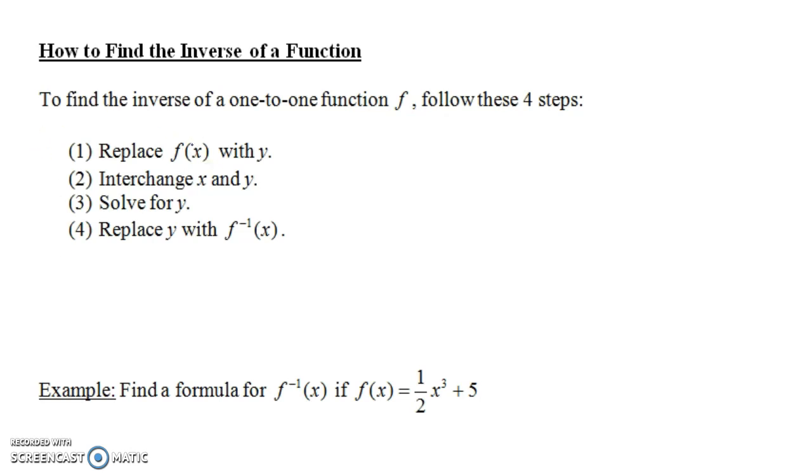First of all, you just replace f of x with y. Then you interchange the roles of x and y. So everywhere you see an x, put a y. Everywhere you see a y, put an x. You're just flipping the roles of x and y. The third step, and this is the only step that could be hard, is to solve for y. Get y all by itself on one side of the equation with only x's on the other side. And the last step is to replace y with f inverse of x. And by the way, the inverse part is where you're flipping the roles of x and y, step 2.